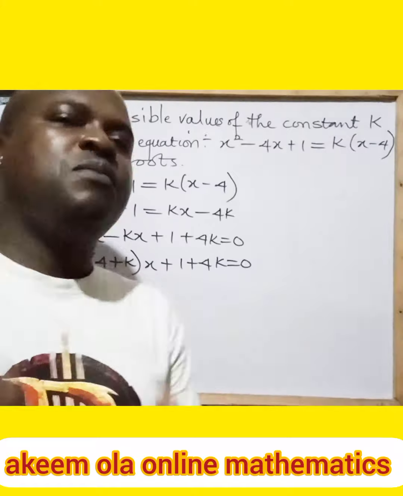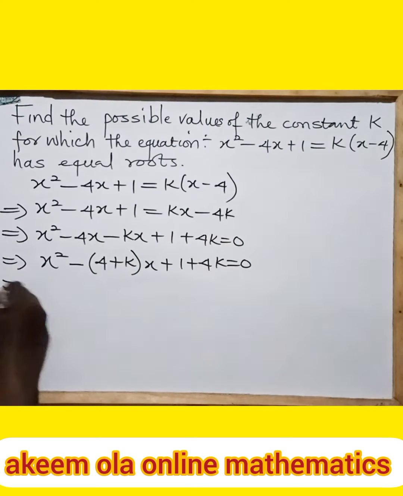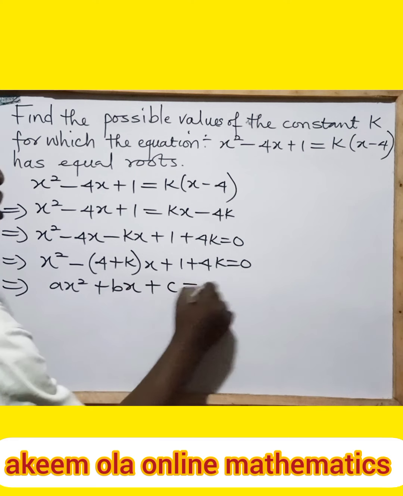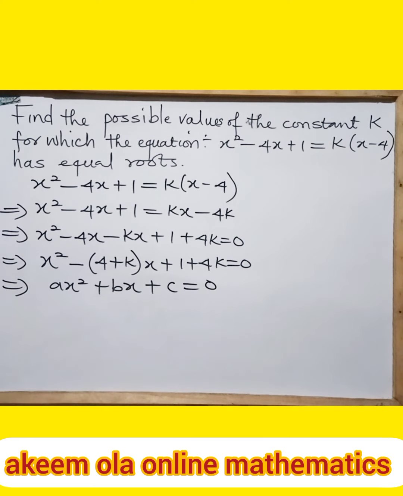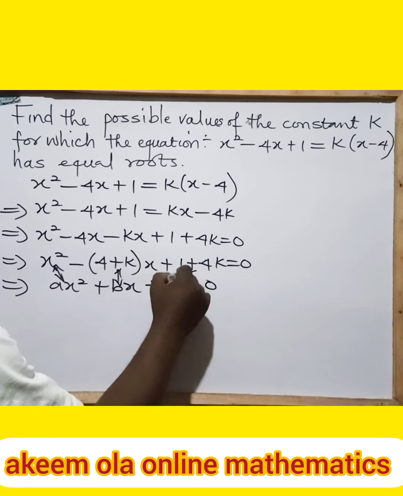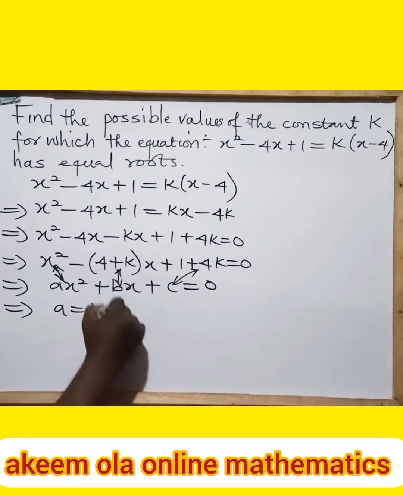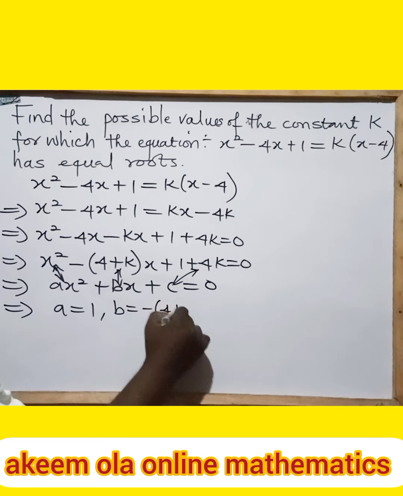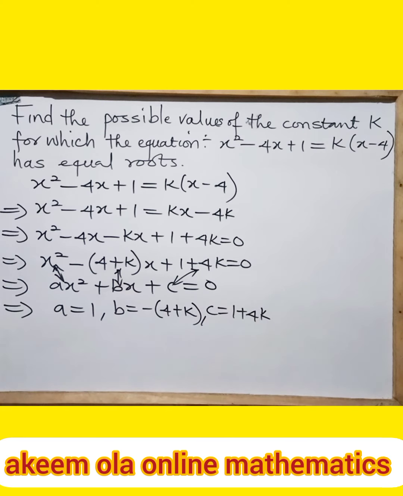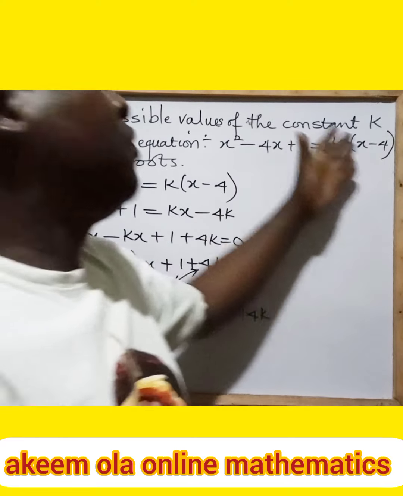Then we can now compare this equation with the normal quadratic equation, which is ax squared plus bx plus c is equal to 0. When you compare them, the x squared terms, the x terms, and the constants, you are going to have our a is equal to 1, our b is equal to minus into 4 plus k, and our c is equal to 1 plus 4k. Then from there, the question is, we should find the possible values of k.